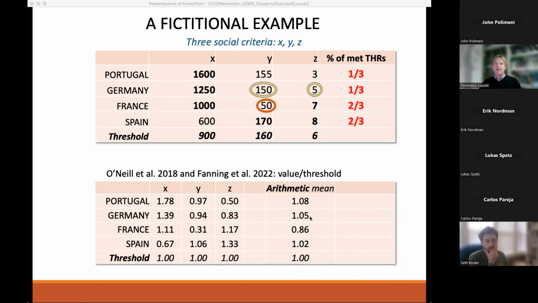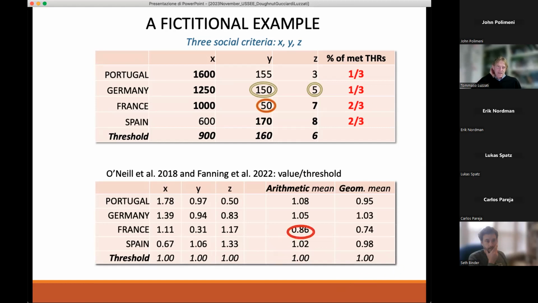So we can aggregate the standardized values using the arithmetic mean, or we can use the geometric mean. So depending on the aggregation that we choose, we can assess, or use a metric to assess, whether a country lives in the donut or not.